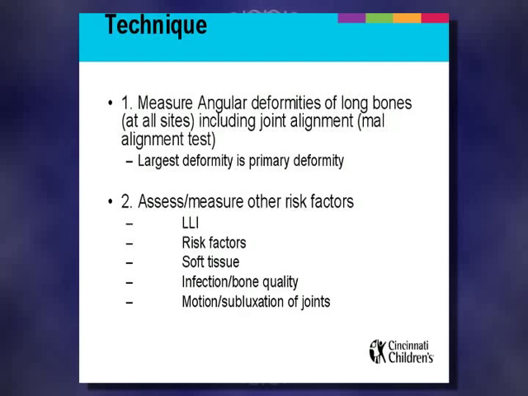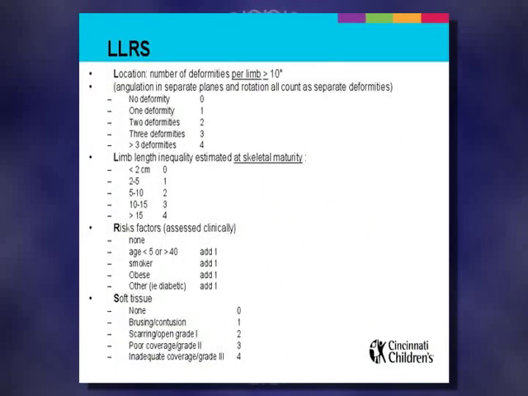So let's just move forward a little bit. You measure angular deformities of long bones at all sites, including joint alignment and using the malalignment test. And then the largest deformity is the primary focus, and then you look for these other risk factors.